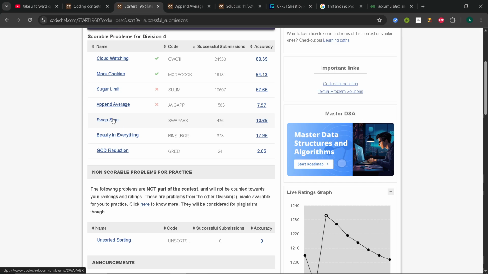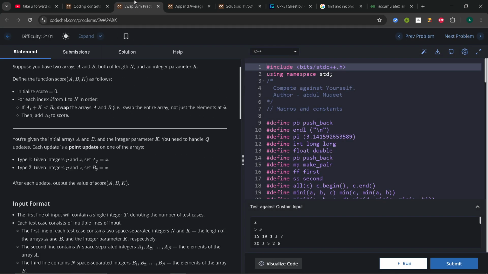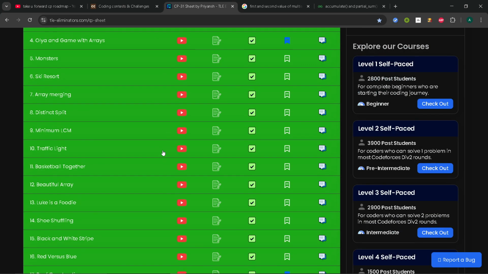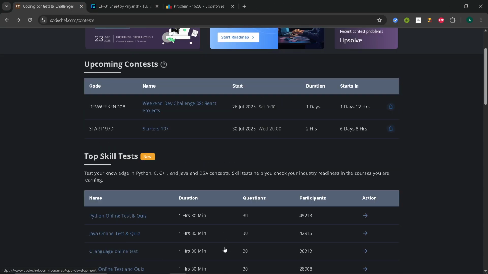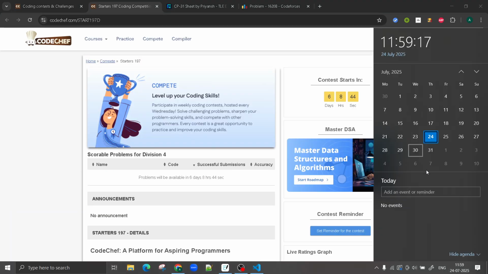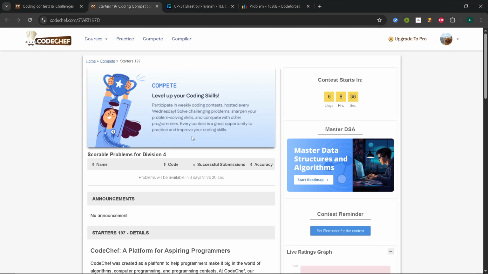Okay, we are done with 4 questions. This question looks quite difficult. Only 425 people have solved it during the contest. Then we'll continue with Code 4 says, this is the first question. Next contest is on 30th July, which is the next Wednesday upcoming. Same as always, sharing problems, solving and competing with the problems.